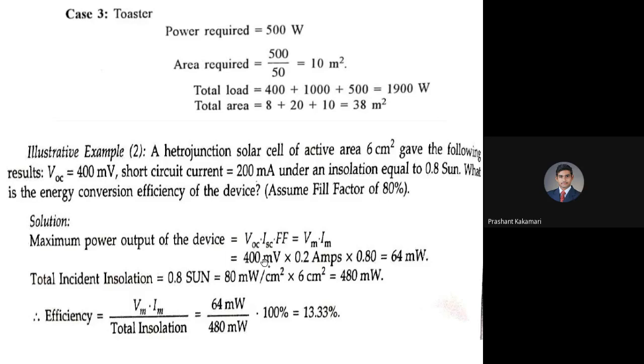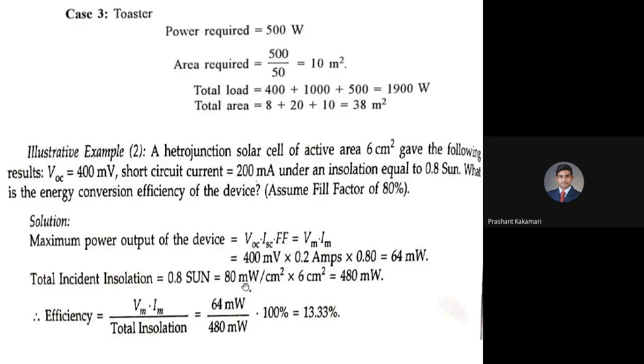Next, we use this maximum power point, because this is required for our efficiency. Efficiency is the maximum power output from the cell relative to the total solar insolation. Power output is known to us, but power input is not known directly. It is known indirectly, that is 0.8 sun. 0.8 sun means I can say 800 watt per meter square. Once you convert that into milliwatt per centimeter square, that will be 80 milliwatt per centimeter square.